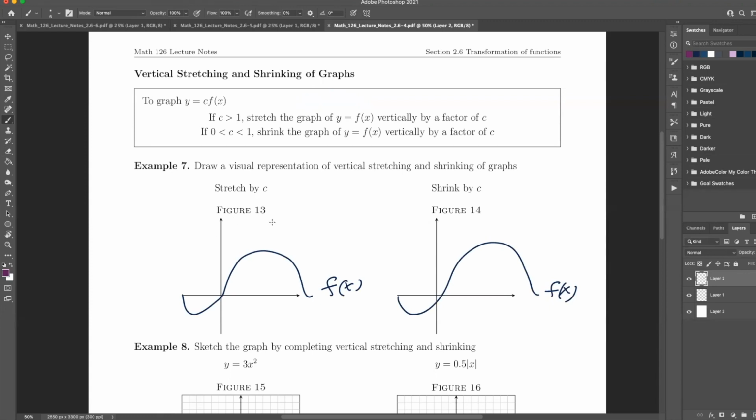And then here, if I stretch it by c, so stretching by c, remember that's c greater than 1. Here I'll have c f of x. It'll be much stronger, but it will still go through the same zeros, right? And then here we'll have c between 0 and 1. If it's 0, the function is 0. If it's strictly between 0 and 1, it still has the same zeros. It just doesn't move as much. Okay, so that's what we do here. It's just stretch and shrink.